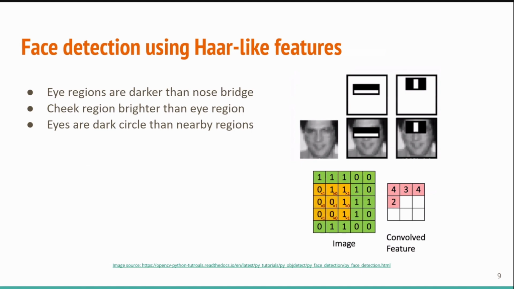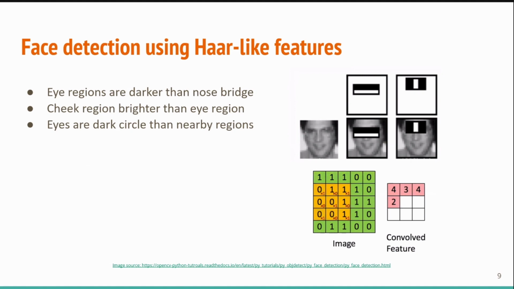This is an example of face detection using Haar-like features. Before deep learning, the Viola-Jones algorithm was a very famous algorithm for face detection. Earlier it was the go-to algorithm for detecting faces, eyes, everything. If you take eyes, a particular feature is that eye regions are usually darker than the nose bridge, and cheek regions are brighter than the eye regions.